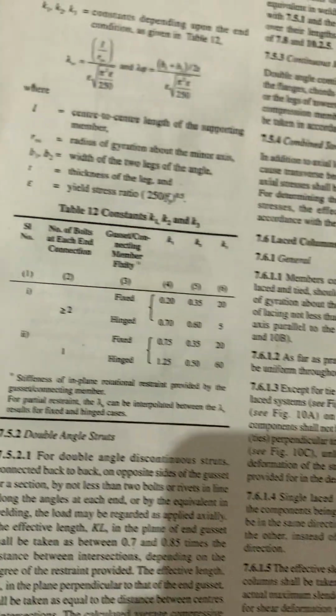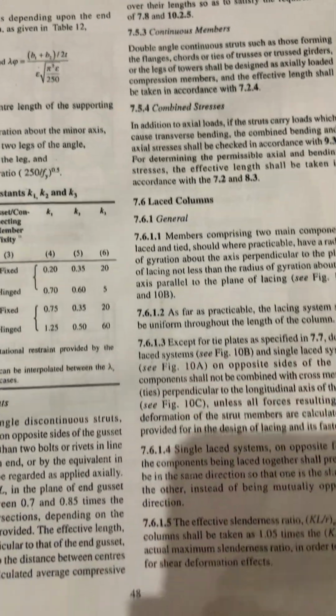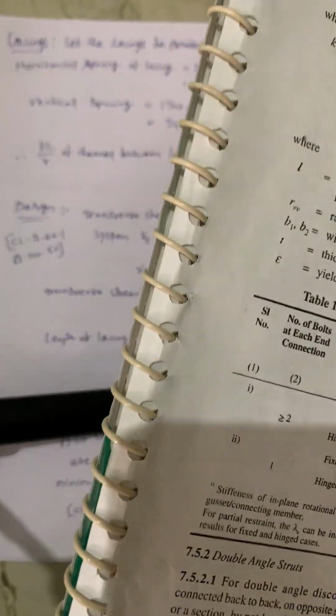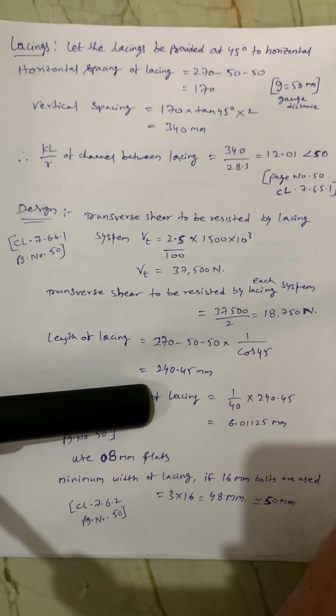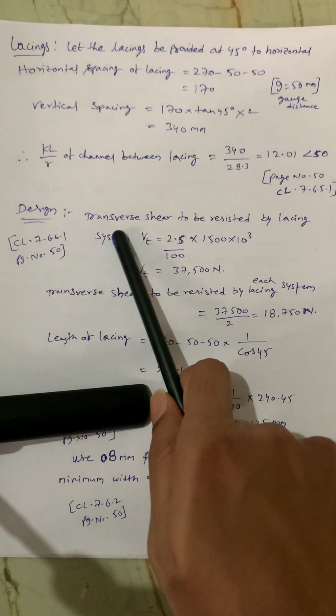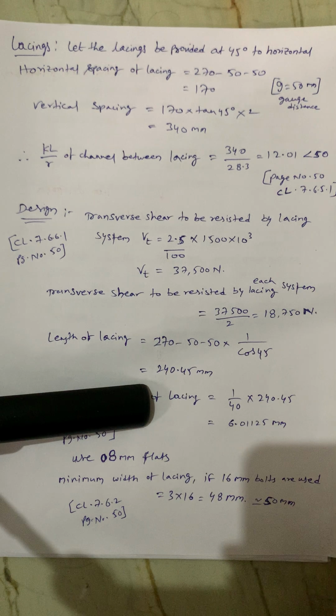Lacing design starts from IS 800 2007, clause number 7.6, laced columns, which is page number 48. You have to follow these specifications while doing the problem. Next, transverse shear to be resisted by lacing. So this is also specified in the code book, page number 50, 7.6.6.1.